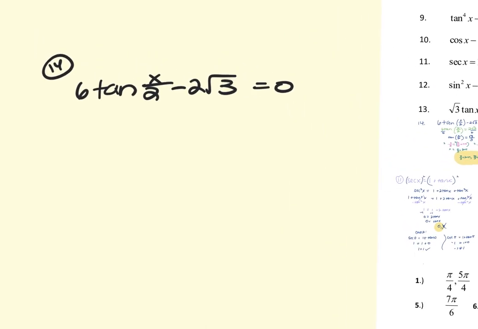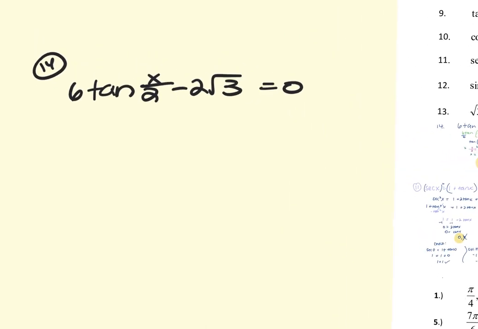All right, so 14 is your multiple angle one. First of all, the directions would have changed. It would have just said solve, not solve on the interval. And it looked like this. I want to isolate the tan of x over 2. So the first thing I'm going to do is add that to root 3.